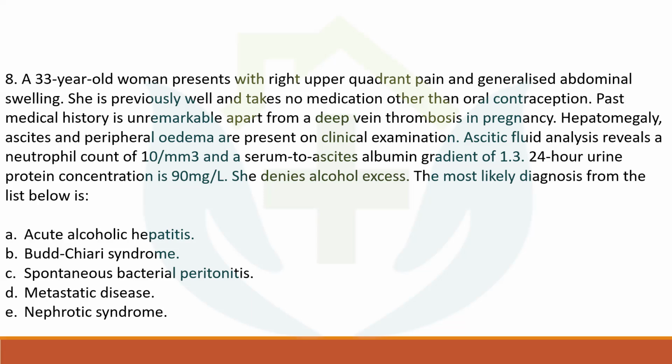So what do you think it is? Right upper quadrant pain with hepatomegaly, ascites, peripheral edema, and the ascitic fluid picture given here.